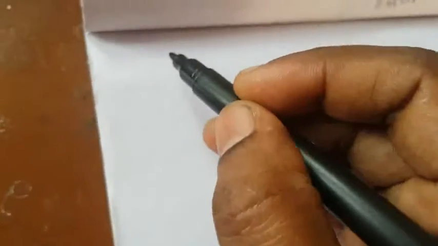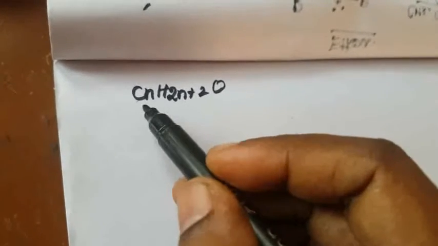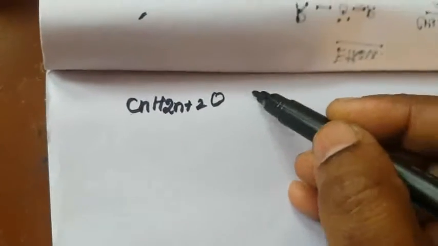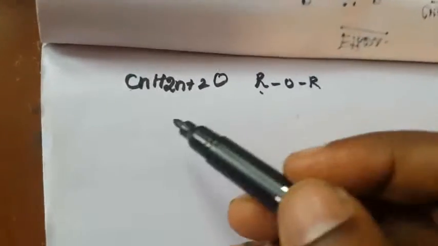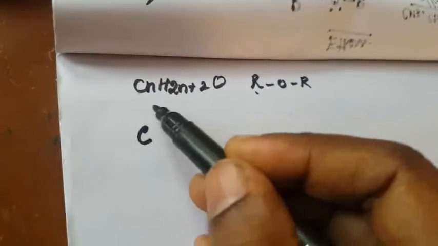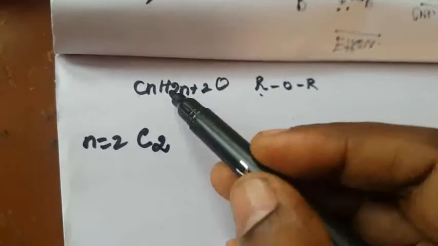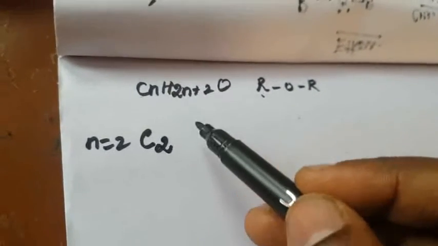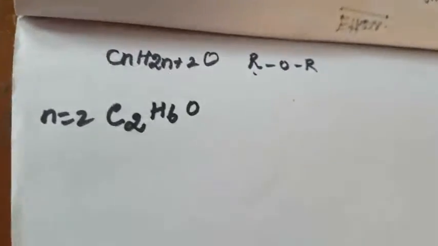How to write the IUPAC name? First, what is the general formula of an ether? CnH2n+2O. We want only 2 alkyl groups, so let us start with n equal to 2. Then 2 into 2 is 4, plus 2 is 6, so the formula is C2H6O. How to write this structure?